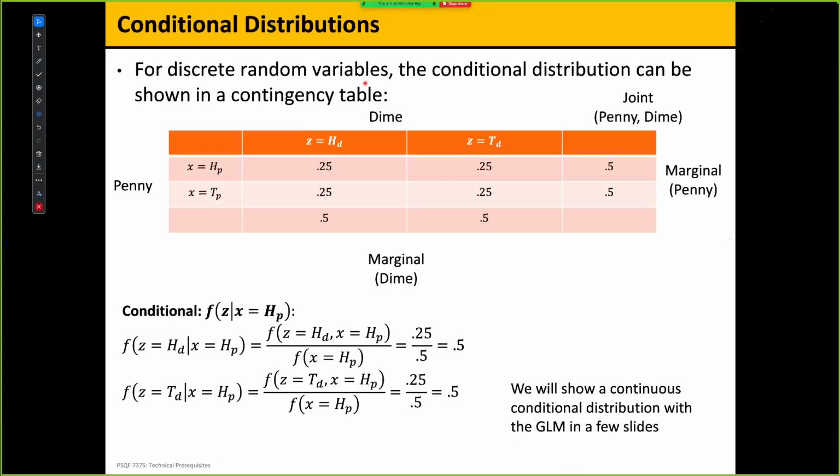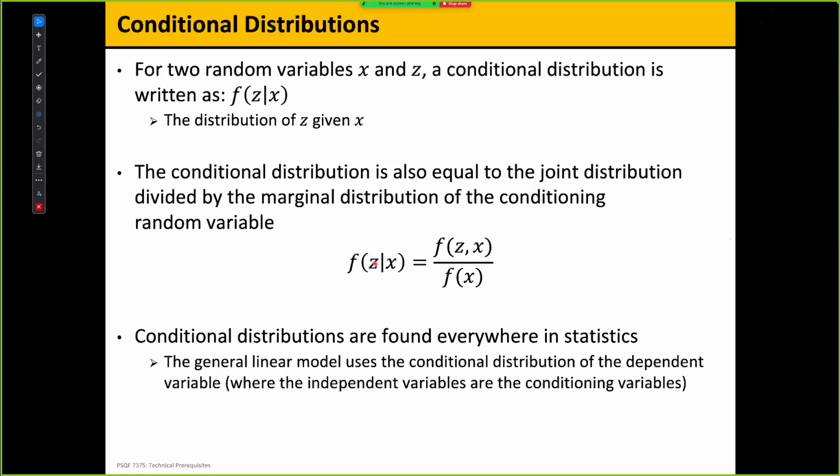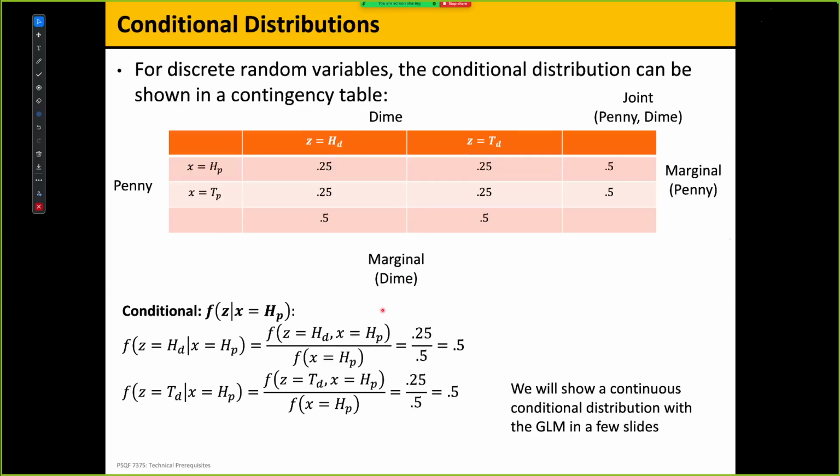So you can see what I was just saying. The conditional distribution of z given x is equal to the joint over the marginal. You can actually see that here. The distribution of z, the probability in this case of z, the dime, having a head, conditional on the penny having a head.